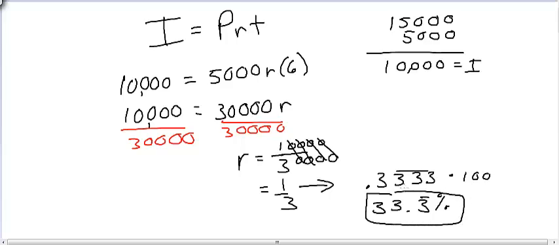And that would be my answer. So we say we'll need an interest rate of 33%, more specifically 33.3%, to gain that $10,000 in interest over 6 years.